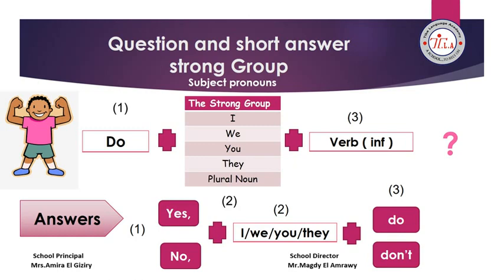If your answer is yes, write in number three, do. If your answer is no, write don't. Because when I say no, I have to put not. Remember, Junior 2, when you say you in the question, you will change you to be I or we. I when you say one person, and we when you say many people.